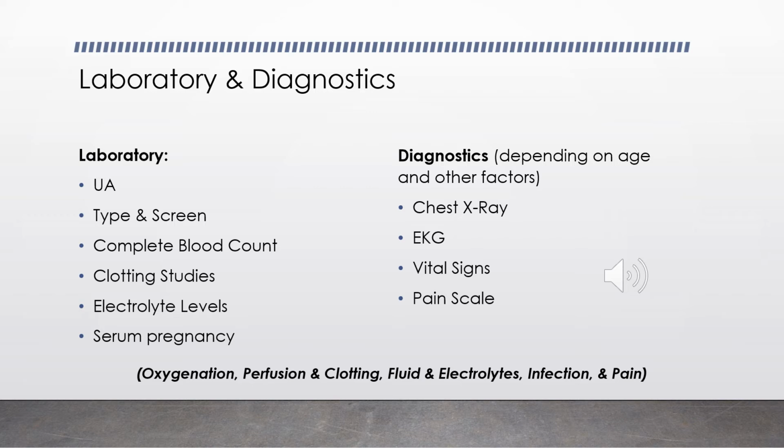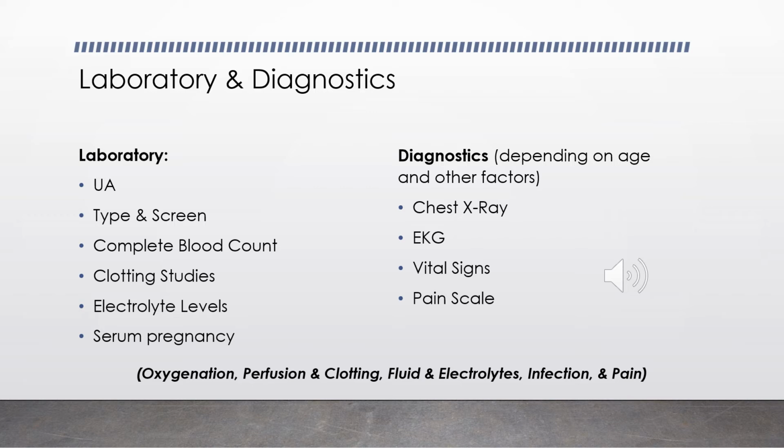So we also type and screen all of our patients. So in the event that our patients need a blood product, we're ready for that. So the blood bank has their blood type. The blood is available at the blood bank, again, depending on what type of procedure the patient is undergoing.